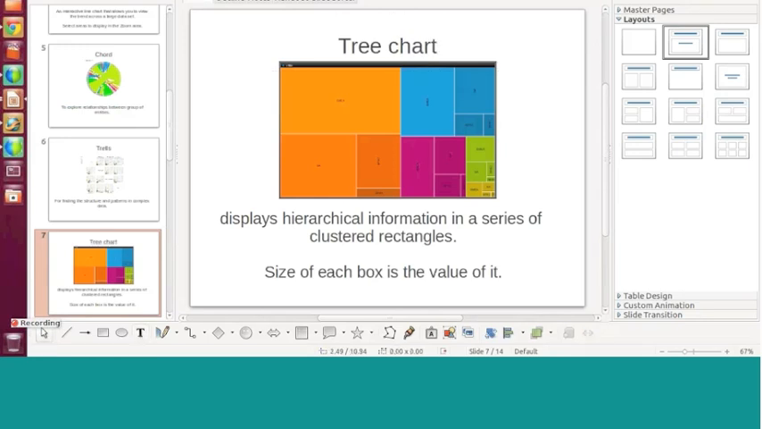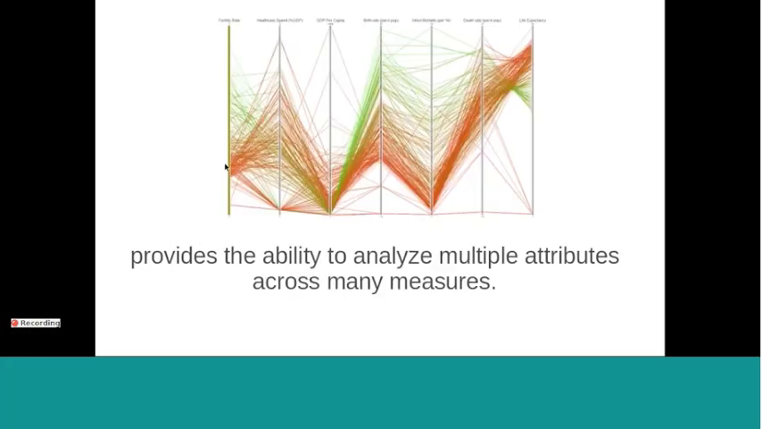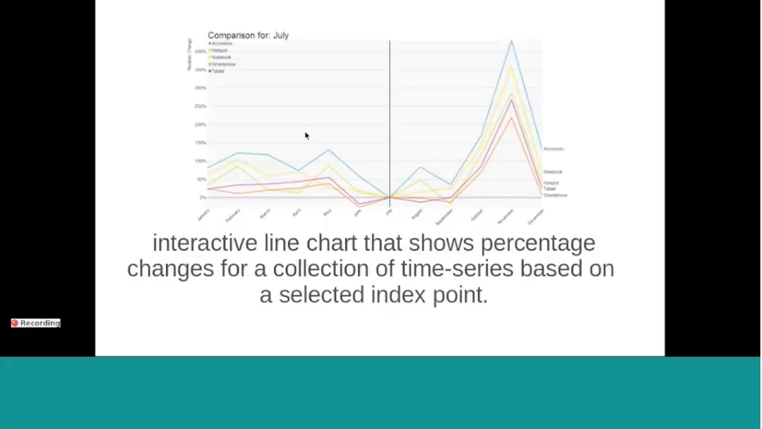Moving forward, we have parallel coordinates. It provides the ability to analyze multiple attributes across many measures. We'll come back to all of these charts once we install them, and then I'll show you how to use any of these. Then we have index. It's a very useful chart launched by Pentaho. It is an interactive line chart that shows percentage changes for a collection of time series based on a selected index point. It is a line chart, but it compares different measures at one particular point.